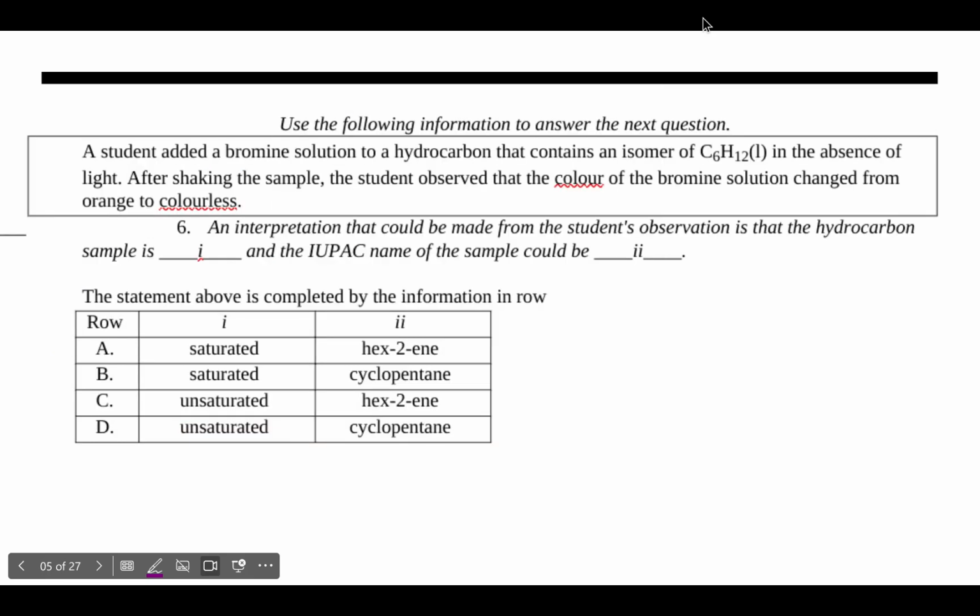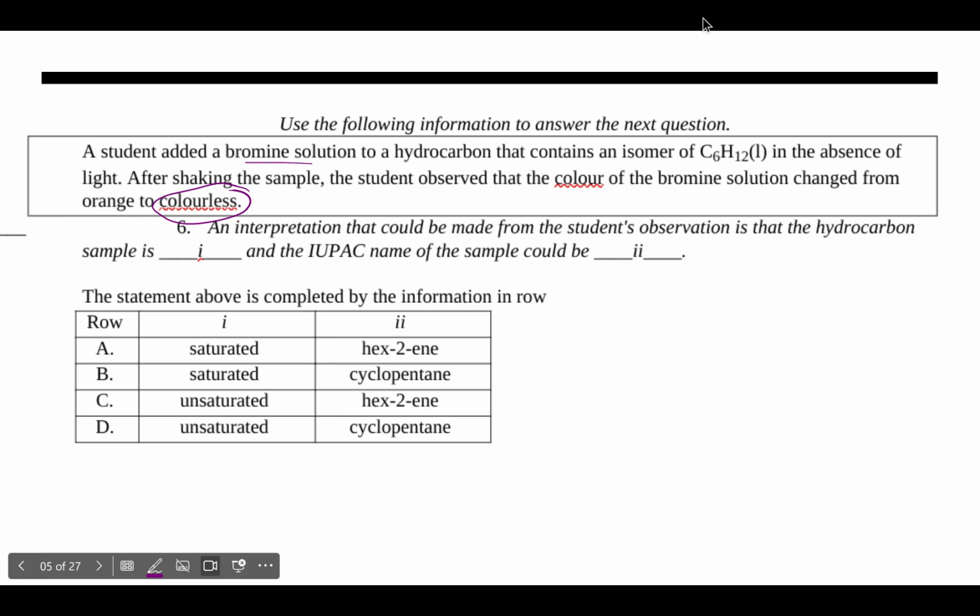Our next one, we have some information about a bromine test. It tells us bromine is added to an isomer of C6H12. There is no light, and they are looking at whether the color of the bromine solution changed from orange to colorless, meaning the color disappeared, right? It's staying clear. If that happens, we are able to determine whether we have an alkene or an alkane.